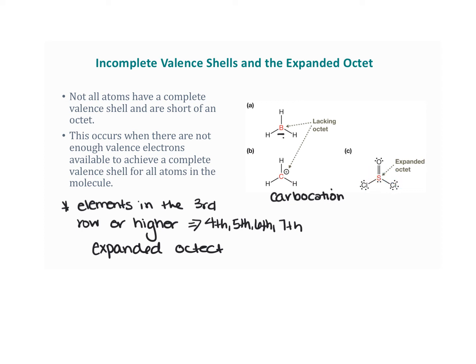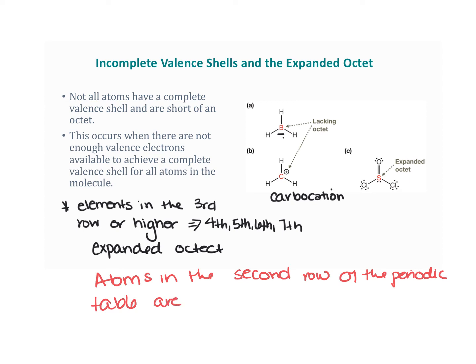So I'm going to write it in red. Atoms in the second row of the periodic table are forbidden to exceed the octet.